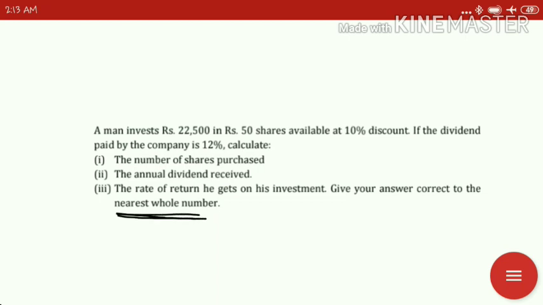Okay, from the given question you can find out that investment is 22,500, 50 shares face value, 10% discount, so you can easily find out the market value, already I have shown you. And the dividend paid by the company is 12%, that is the rate of dividend, and you need to find the number of shares purchased. So number of shares means, with the investment given and the market value you can easily calculate, investment by market value, you can find out the number of shares.